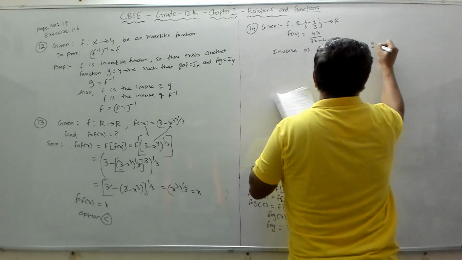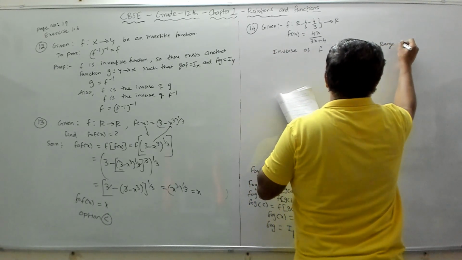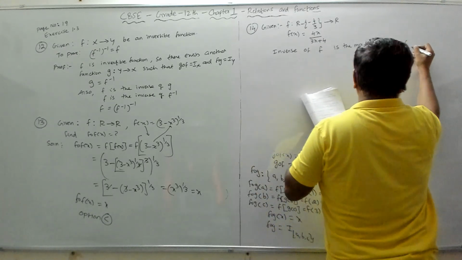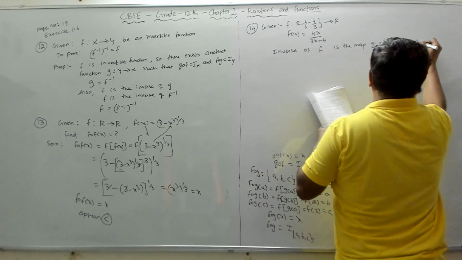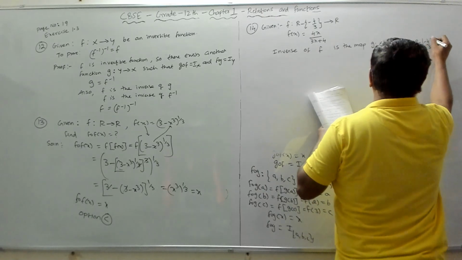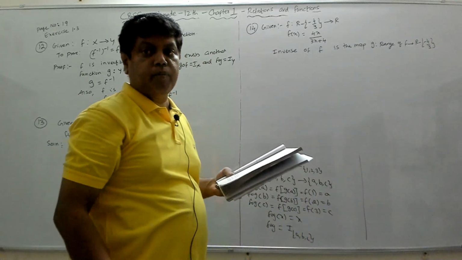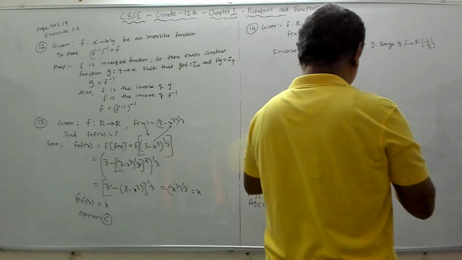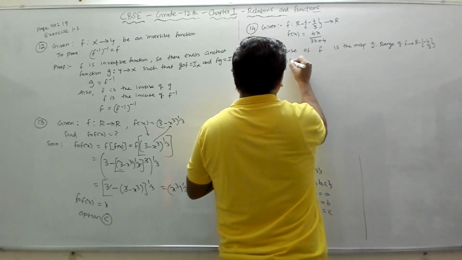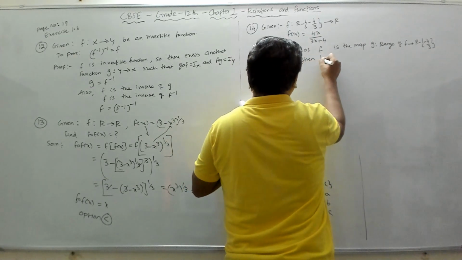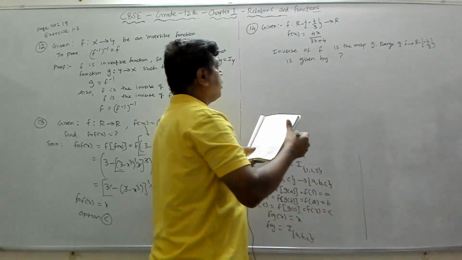g from the range of f to R minus {-4/3}. What is it given by? That we have to find.